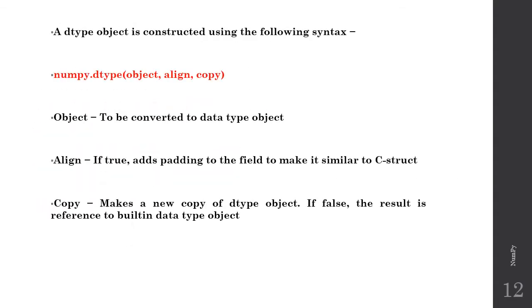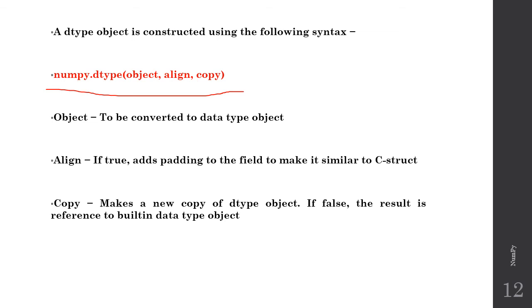A data type object can be constructed using the following method. The method is dtype. This dtype method consists of three parameters: object, align, copy. Object is what is to be converted to a data type object, or what array or what matrix is to be converted to a data type object. Align value can be either true or false. If true, it adds padding to the field to make it similar to some C struct. Copy makes a new copy of the dtype object if true. If false, the result is a reference to a built-in data type object.